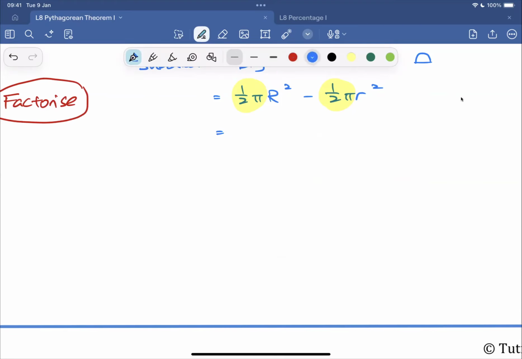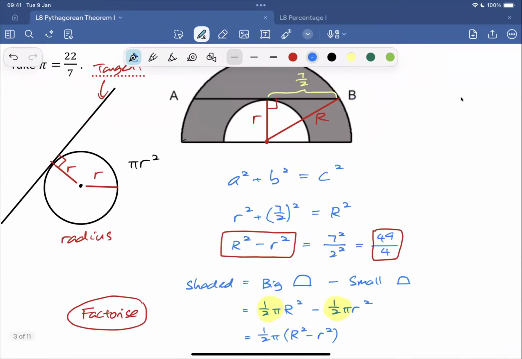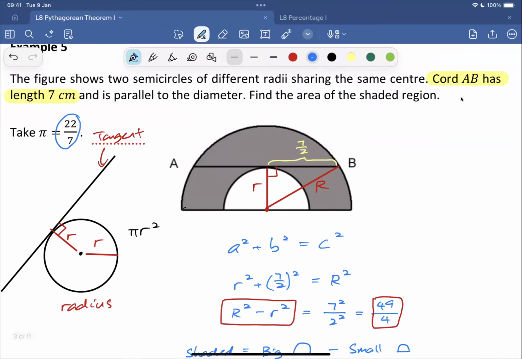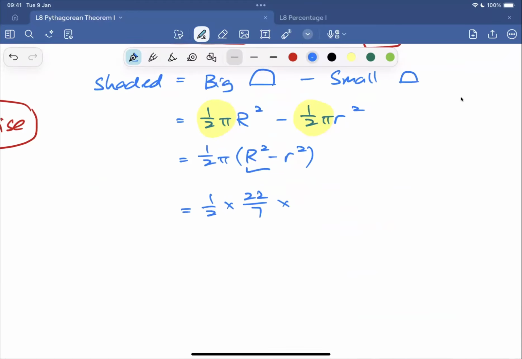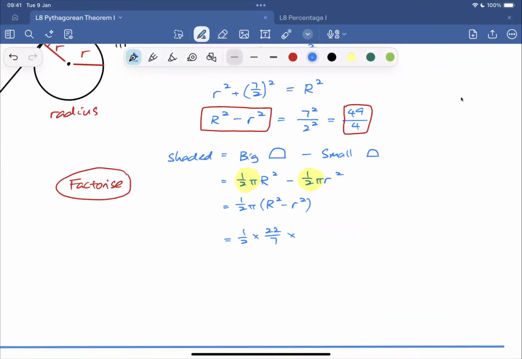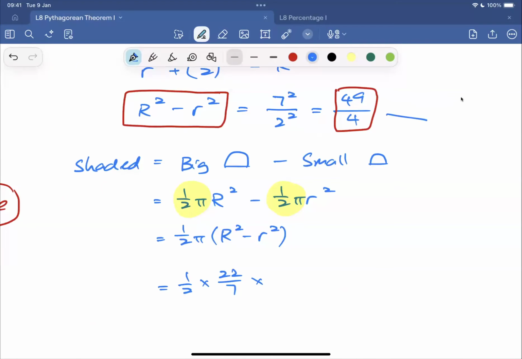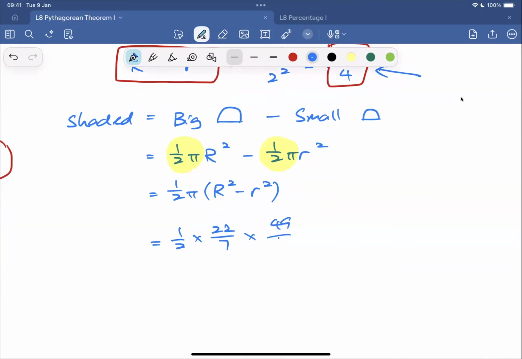So we are going to factorize this. Can you tell me what's left in the bracket? Big R squared minus small r squared. Very good. And can you tell me what is the value of pi? 22 over 7. Okay, the question says 22 over 7. And can you tell me what is the value of big R squared minus small r squared? 49 over 4, which we already found. Very good.